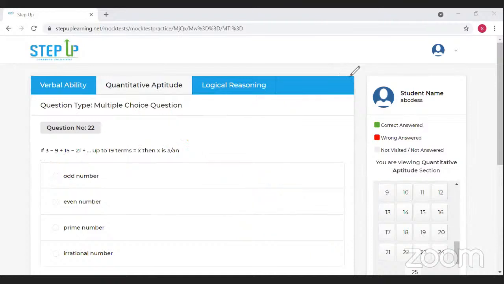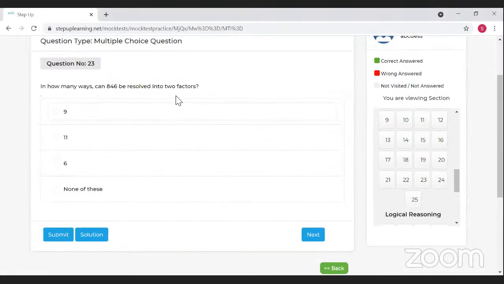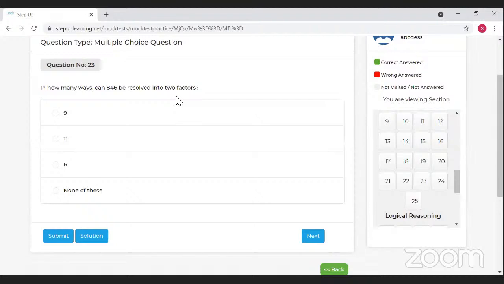Let's move to the next one. In how many ways can 846 be resolved into two factors? I think we have discussed this in the first class. Tell me the prime factorization of 846.